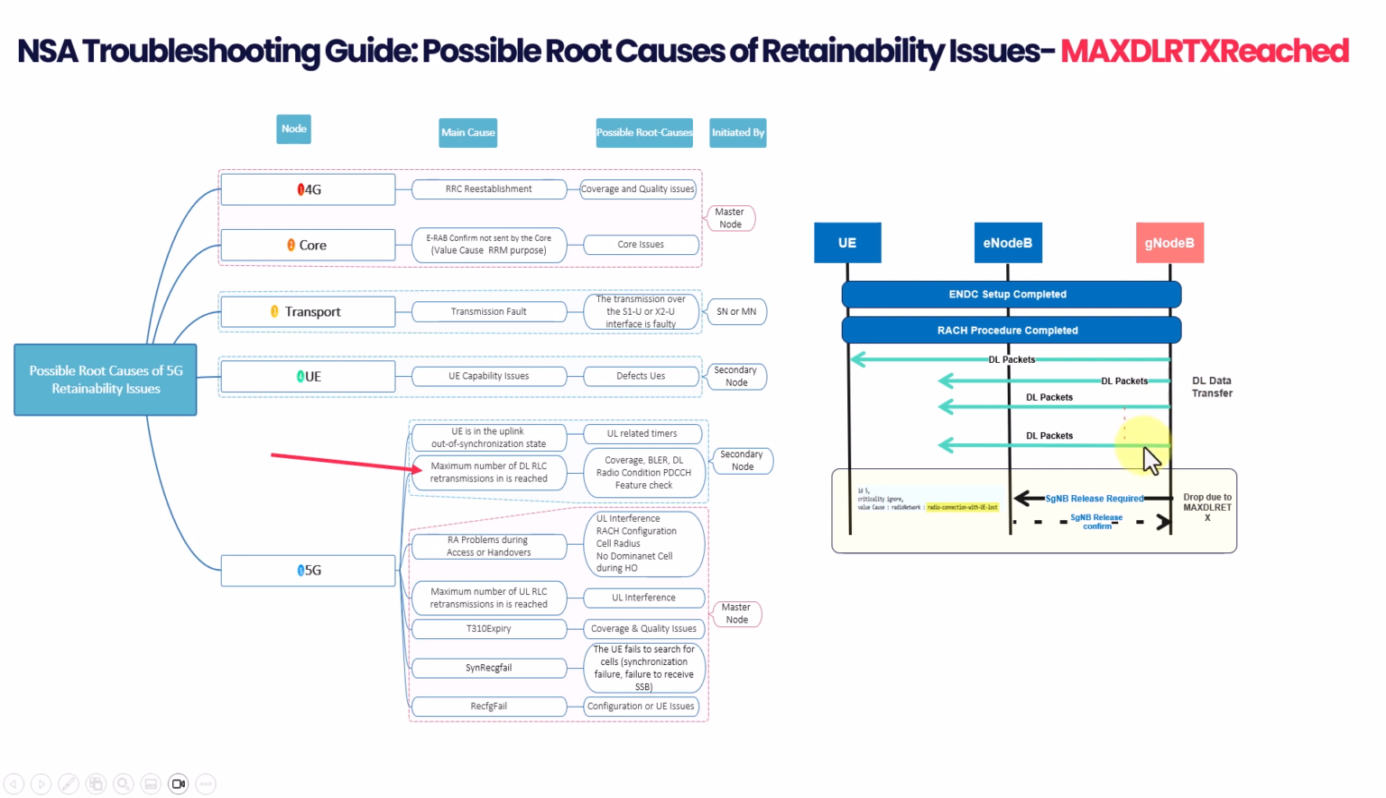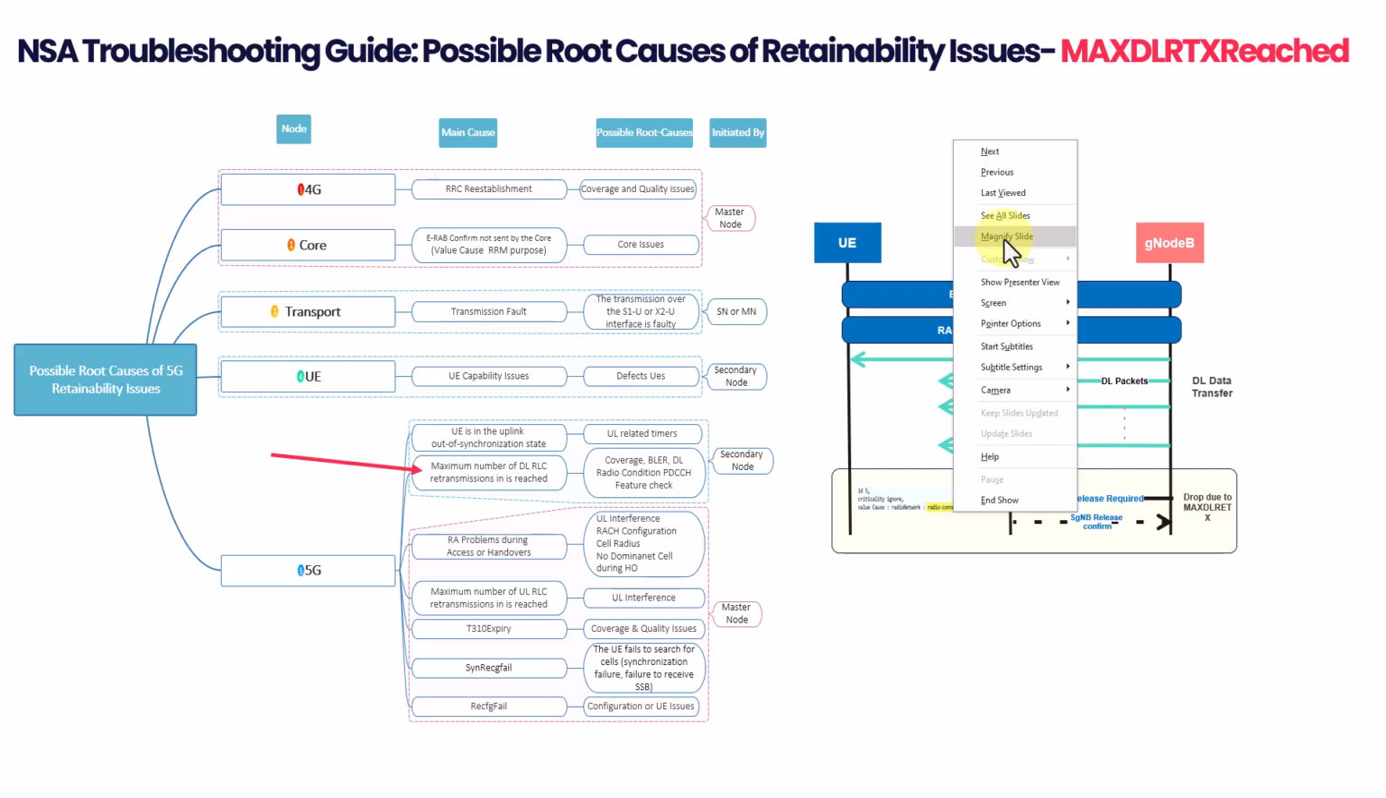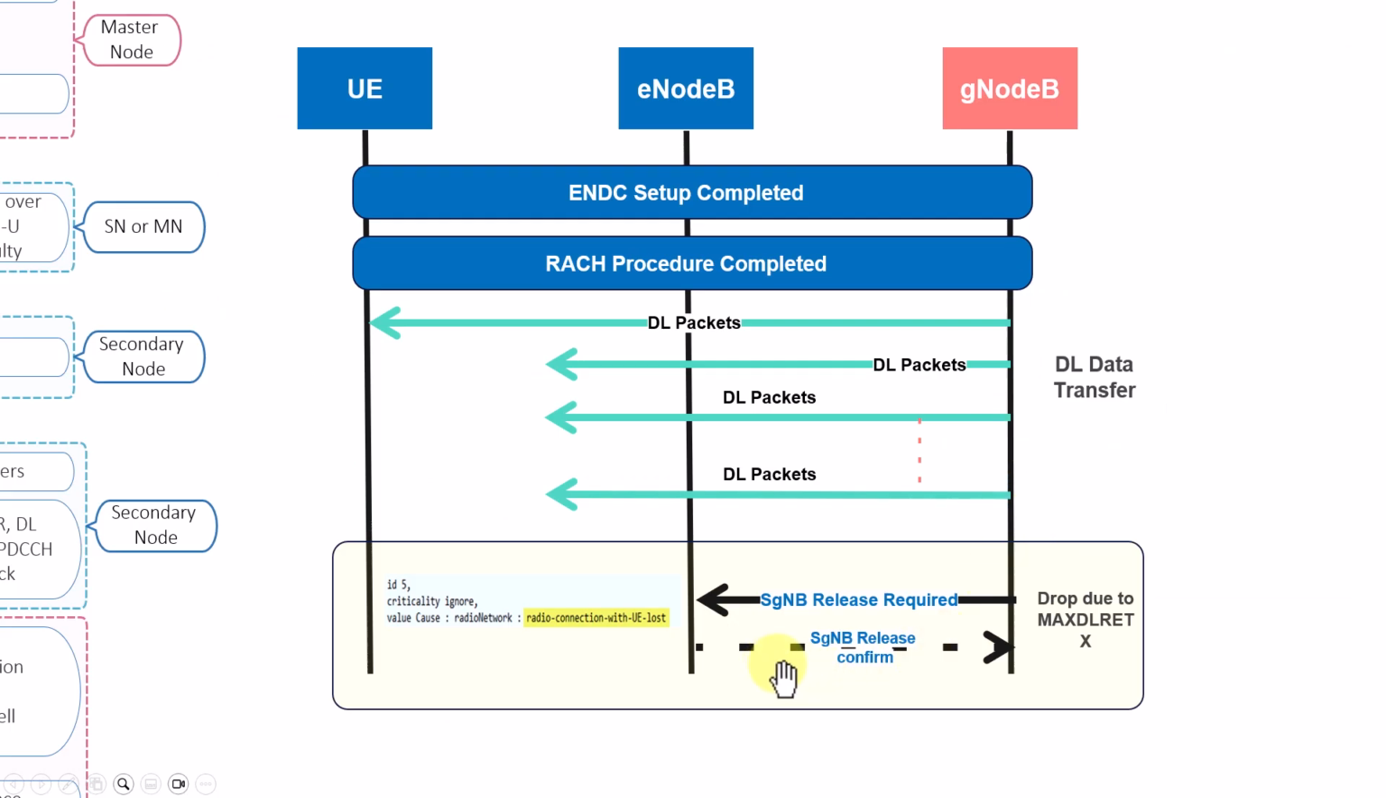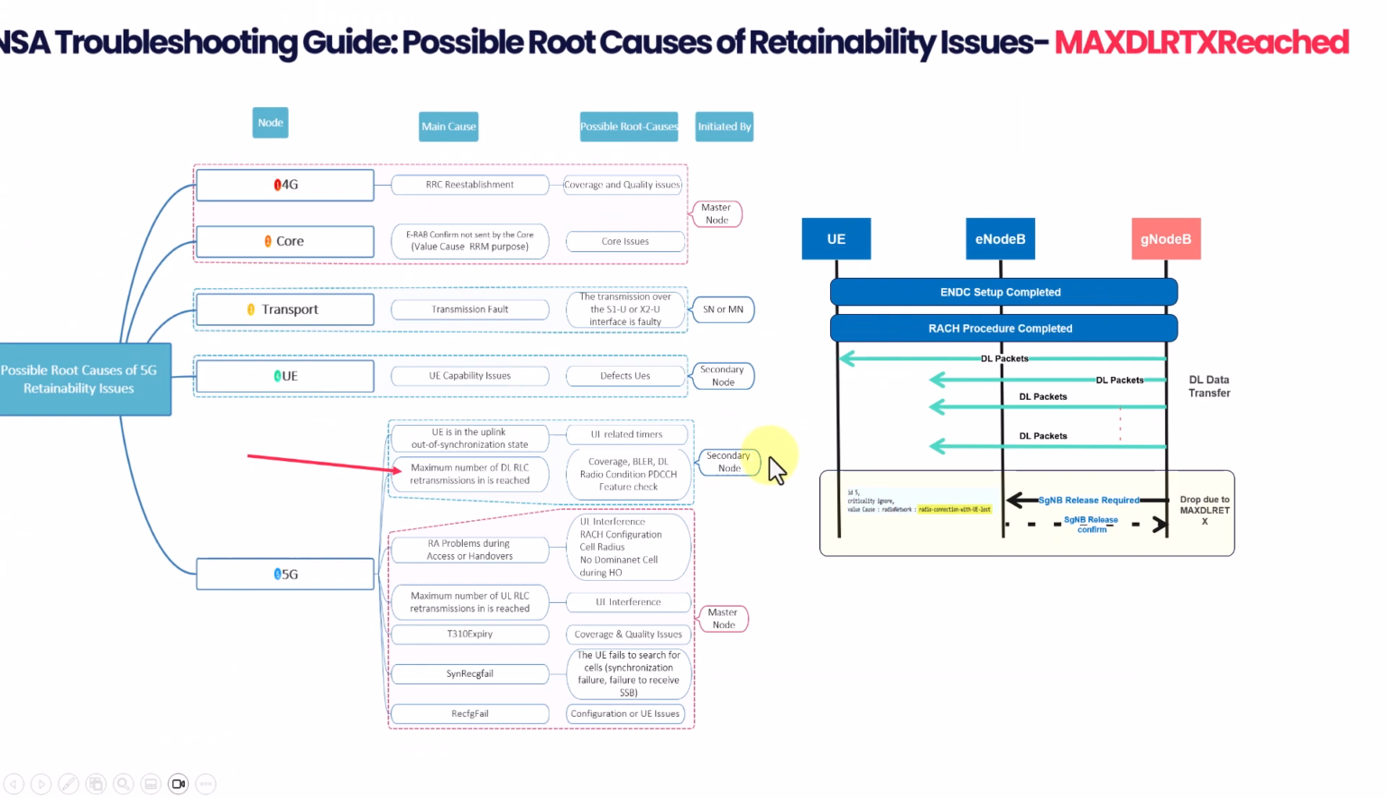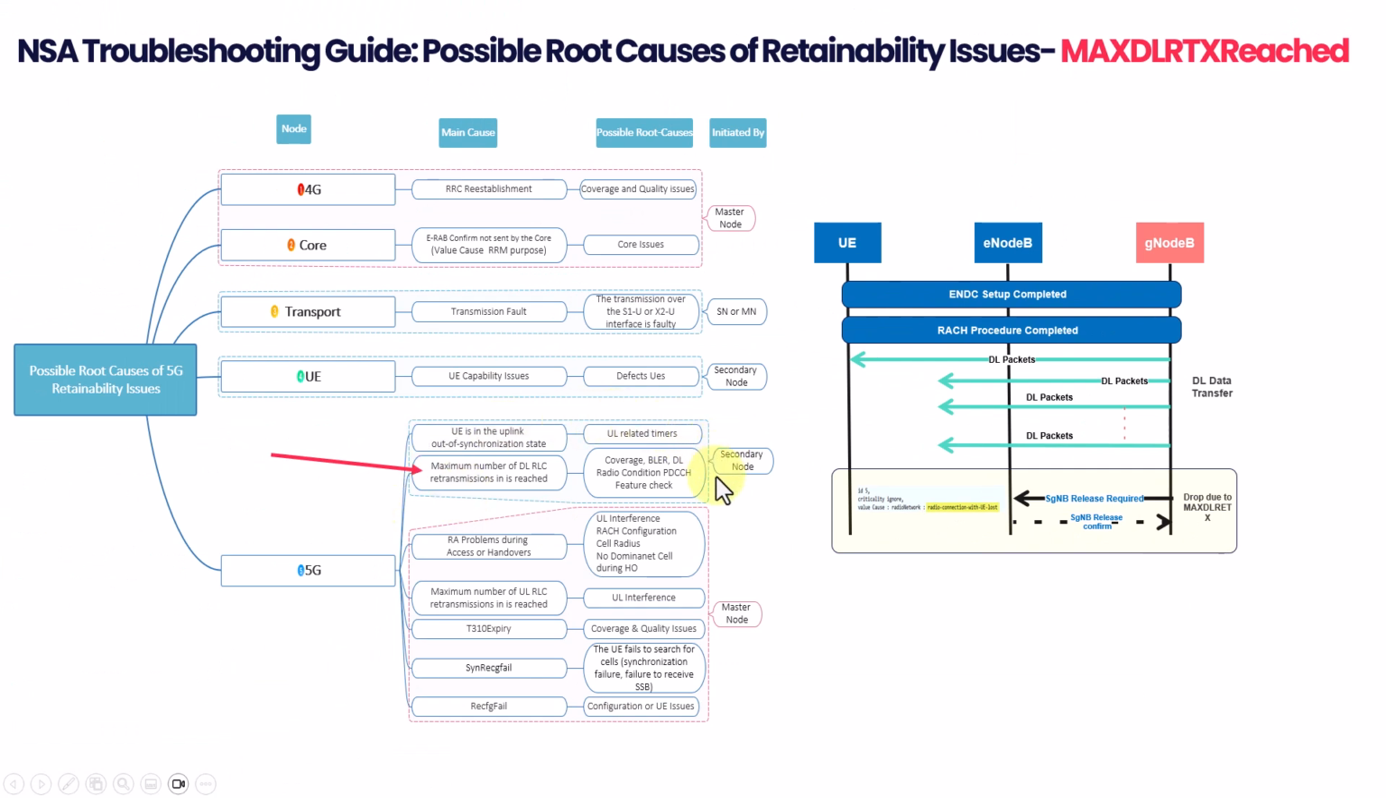Once the maximum threshold is reached, the SgNB will declare that there is a drop, a radio link failure, and it will send the SgNB release required because of downlink data, and as you can see here, the cause will be radio connection lost. It will be confirmed again by the SgNB release confirm, and the same procedures which were explained at the beginning will be followed, with the RRC configuration sent from the eNB to the UE and so on. So this is one of the causes, and as you can see, it is highlighted in yellow and blue. The secondary node, which means the SgNB, is the SN. This means the SgNB will initiate the release because it is triggered by the SgNB itself.